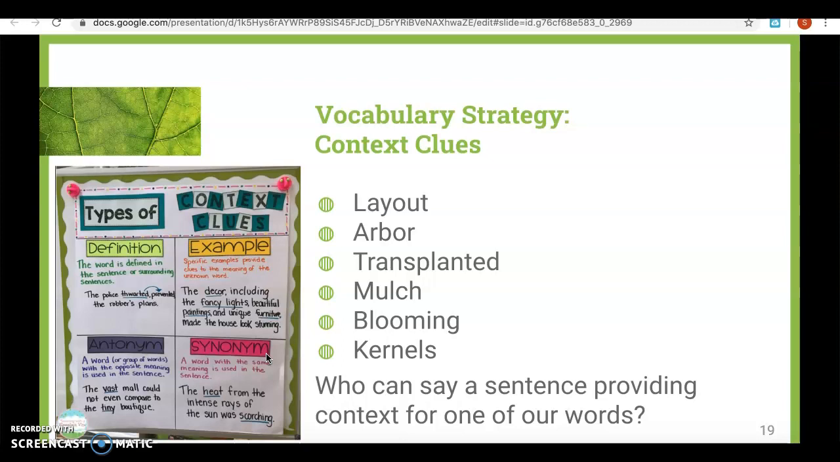Now, during our Zoom meeting, I'm going to ask you if you can say a sentence providing context for one of our critical vocabulary words.